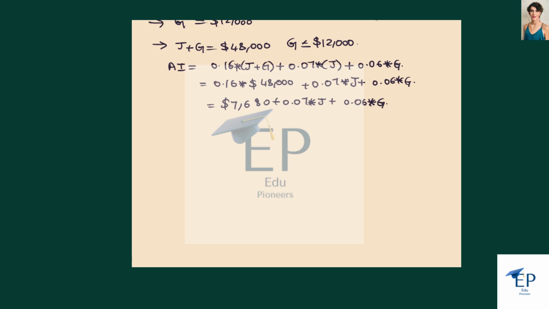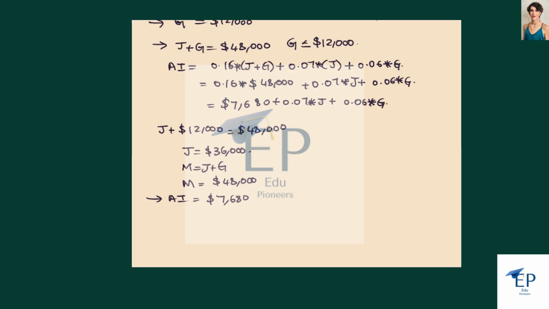In order to maximize the annual interest, we need J plus $12,000 to equal $48,000. When completely solved, the J value gives us $36,000. Now we need to calculate M using this equation, where M is given as $48,000.